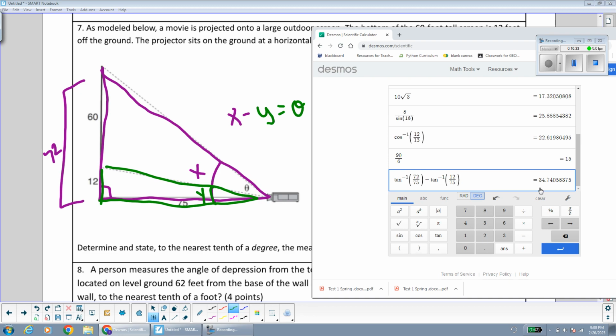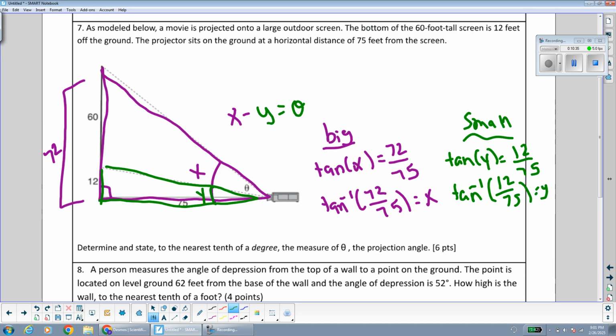And that's about 34.7 degrees. It says to the nearest tenth. Make sure you round according to the question. And show all your work.